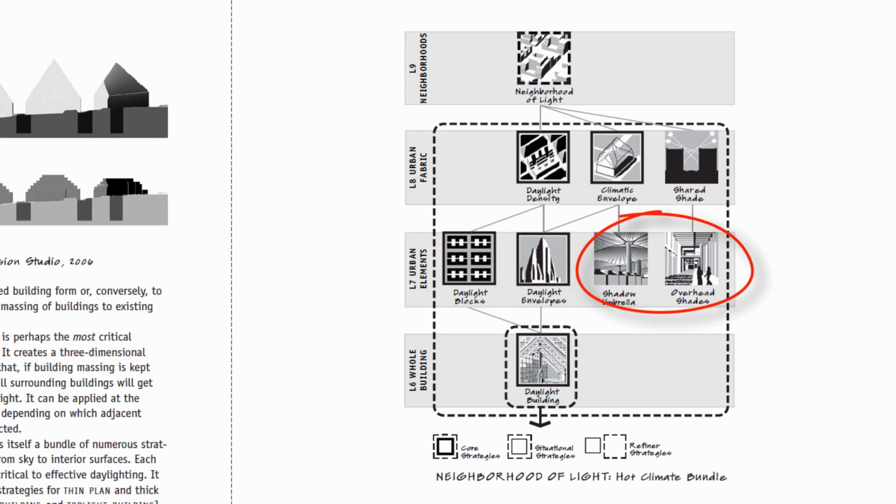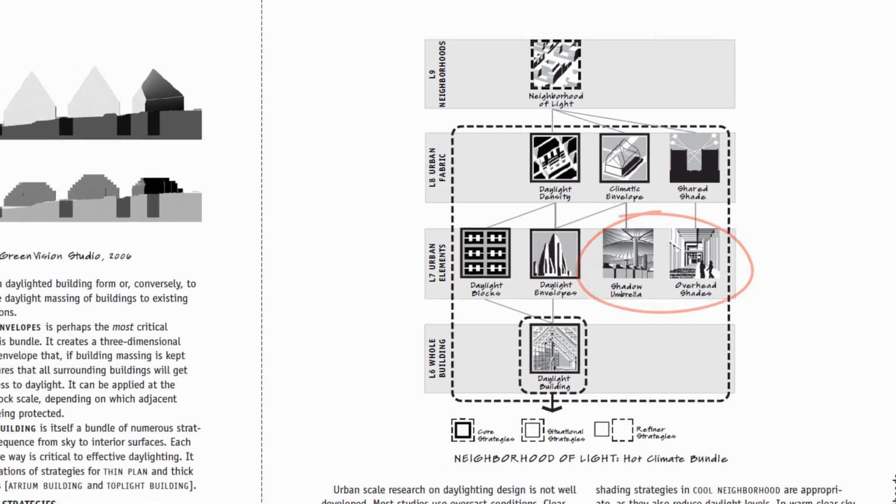The difference is that core strategies apply to both of the variations of the bundle, and situational strategies apply more to that particular variation. So for instance, daylight envelopes applies to all locations. Shadow umbrella, overhead shades, shared shade, those things apply more to a hot climate bundle.